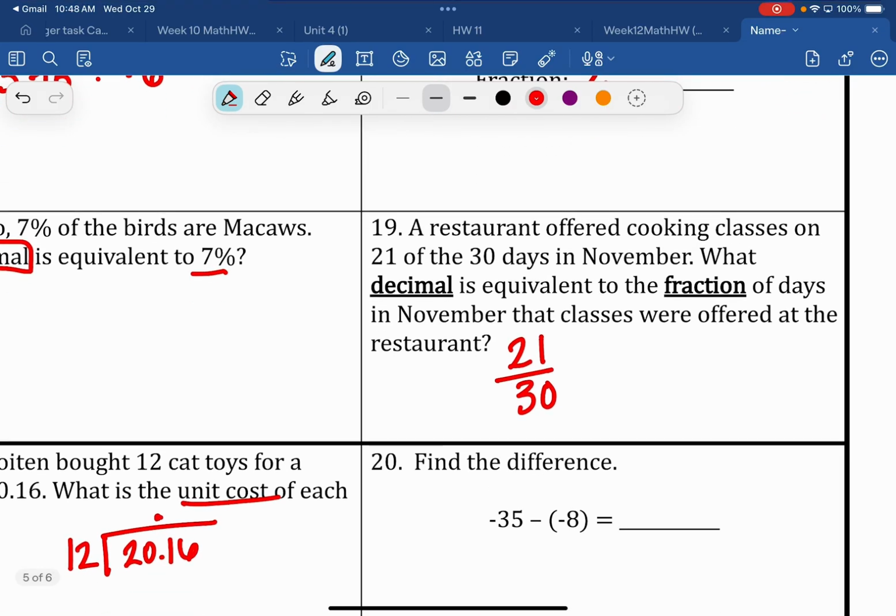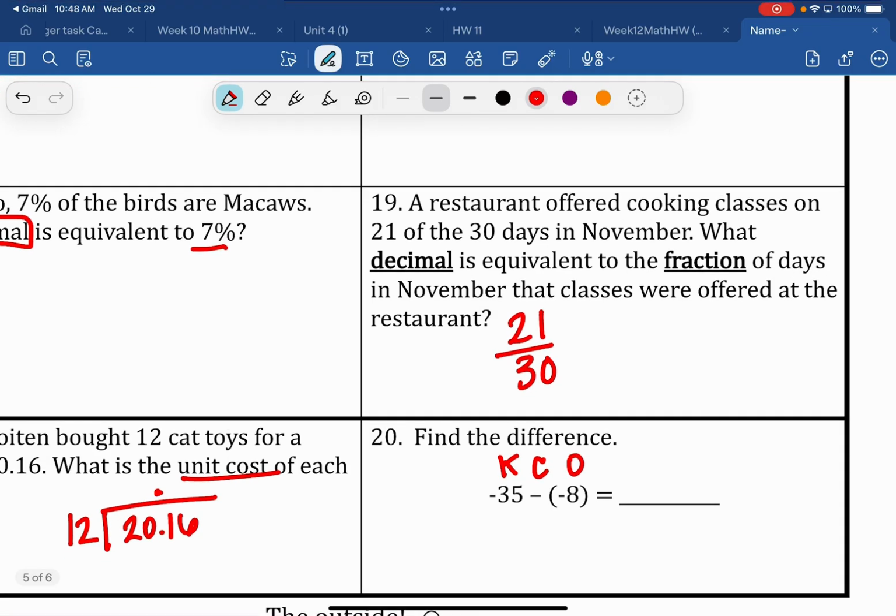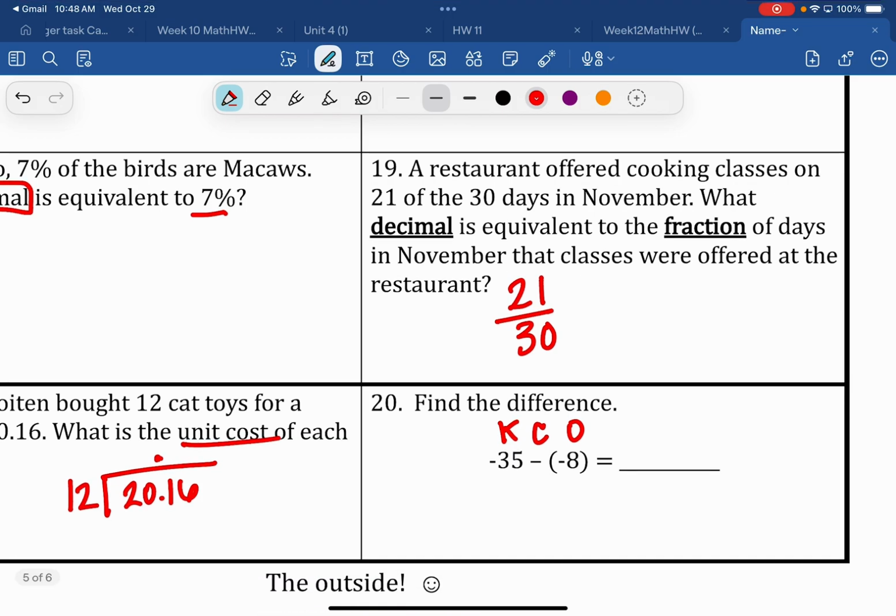Find the difference. So I'm doing keep, change, reciprocal. You're in the other class. Oh, but hang on, I'm making a video. I'm almost done. Okay? So just do keep, change, reciprocal, and, no, not reciprocal, sorry. Keep, change, opposite to find your answer.